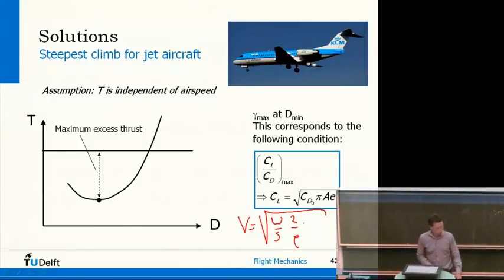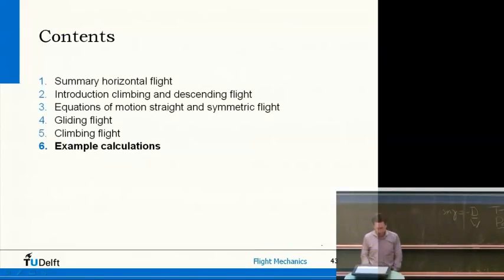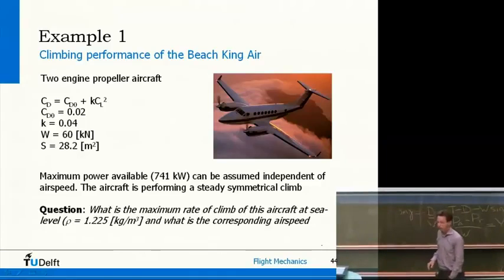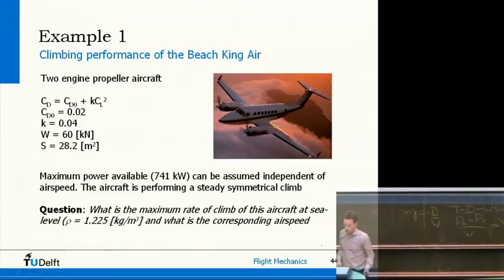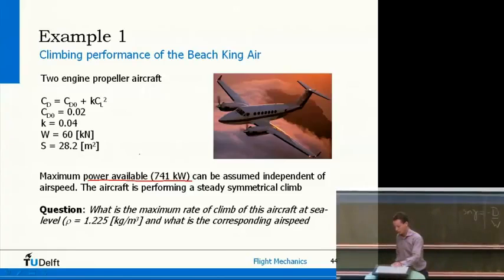So hopefully you'll see that every problem is more or less the same, but now we can also treat climbing and descending flight. Then an example calculation. This is typically what I could ask you to do on the exam. So you'd get some information about a given aircraft, and you have some information about the power of the aircraft, and then the question could be, what is maximum rate of climb?